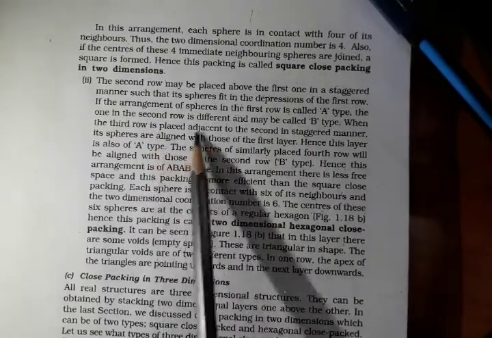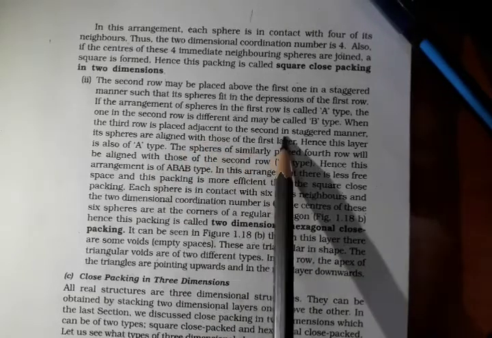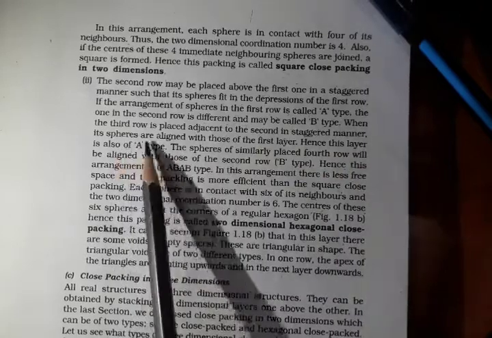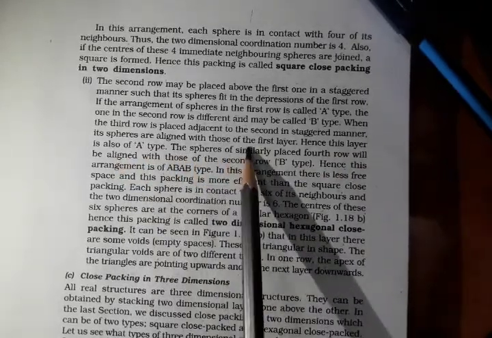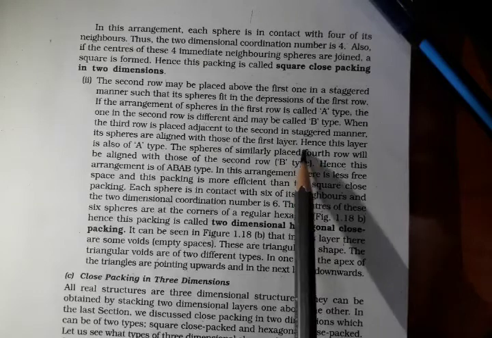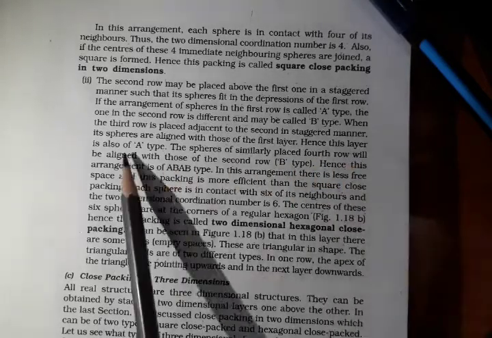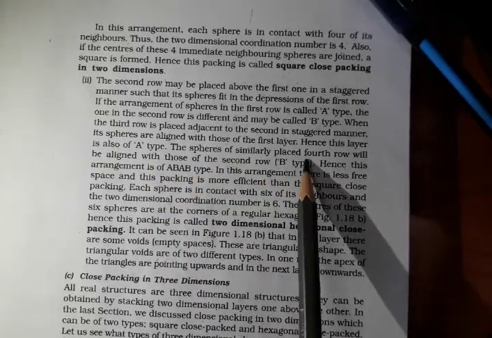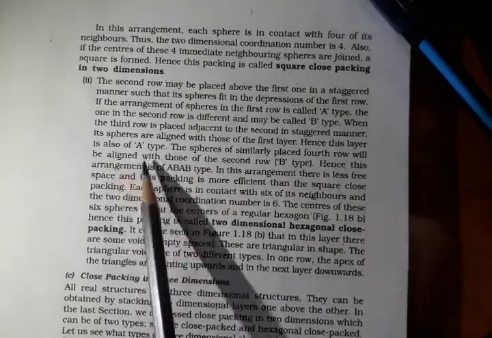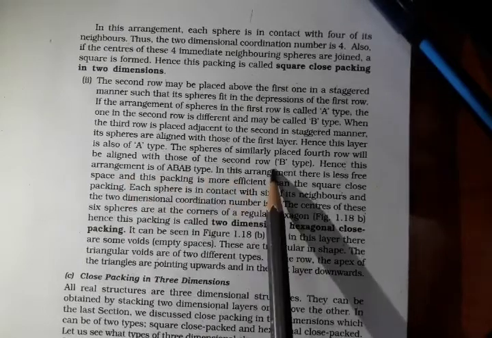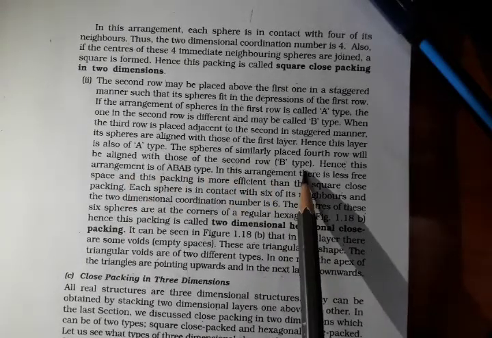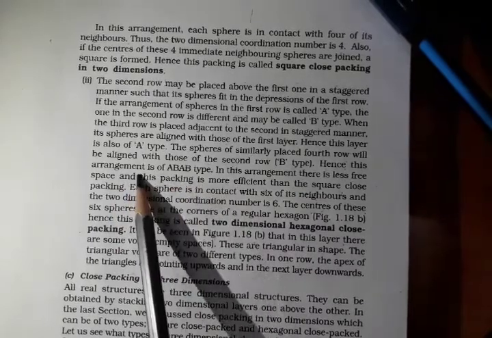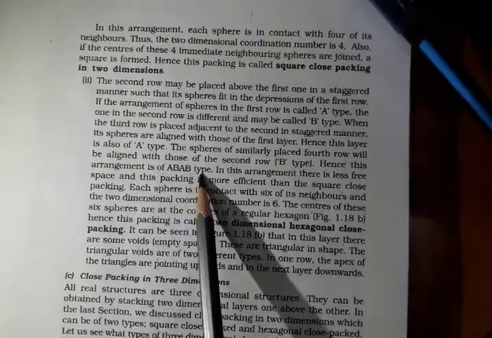When the third row is placed adjacent to the second in a staggered manner, its spheres are aligned with those of the first layer. Hence, this layer is also of A type. The spheres of the similarly placed fourth row will be aligned with those of the second row. That means B type. Hence, this arrangement is of AB type.